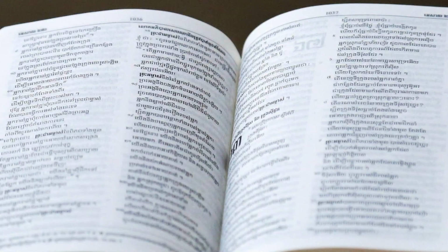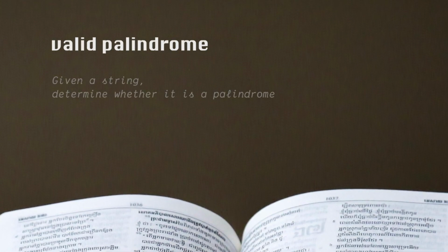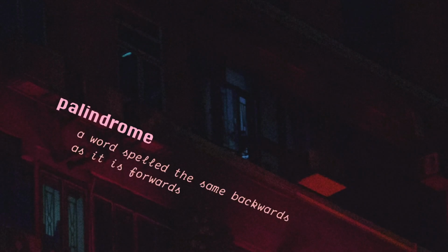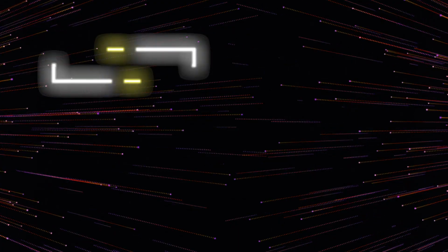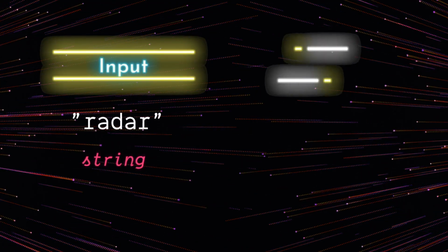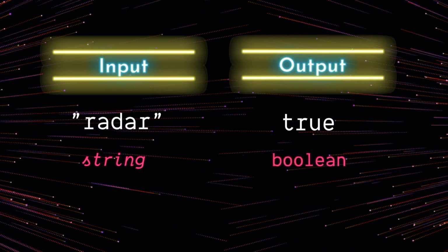And now for a quick definition. Given a string, determine whether it is a palindrome. And in case you didn't know, a palindrome is a word spelled the same backwards as it is forwards. Here's a few examples: racecar, level, rotator. Input and output for this one are pretty simple. A string will go in, and we will return a true or a false Boolean value.